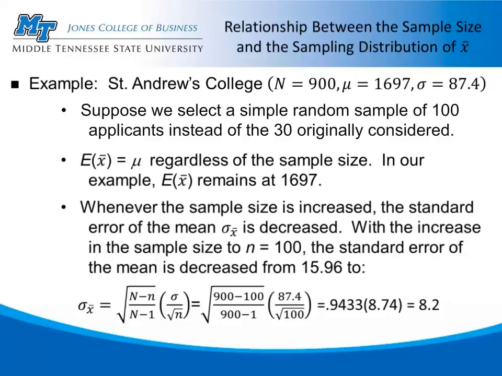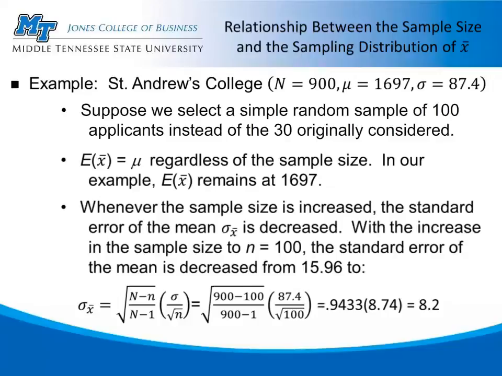So you take the 87.4, divide it by the square root of 100, which would be 10, and you get 8.74. But the correction factor, we're going to scale it down a little bit. You're always going to scale it down when you increase your sample size, but when you use that correction factor, you make it even smaller.